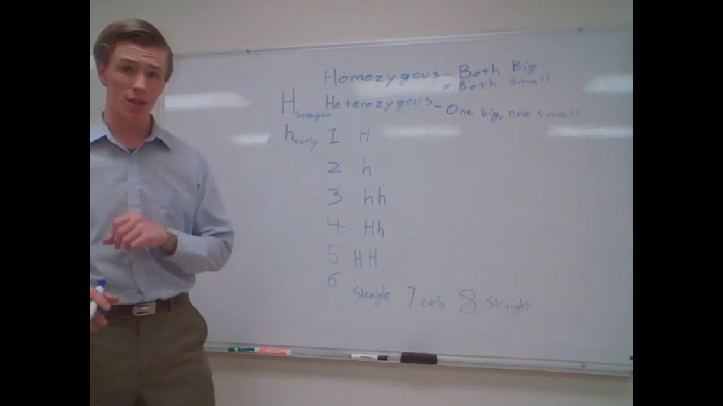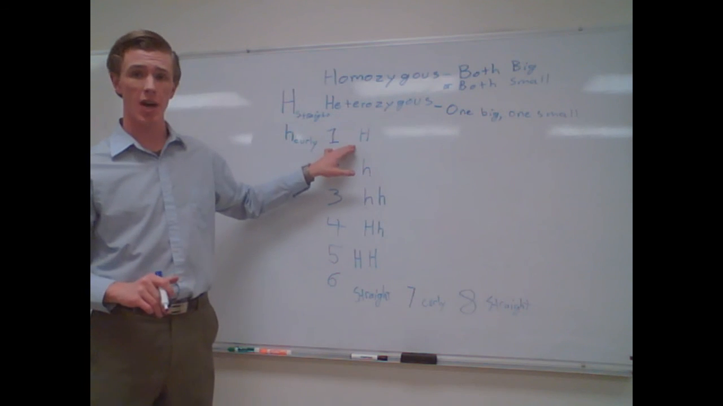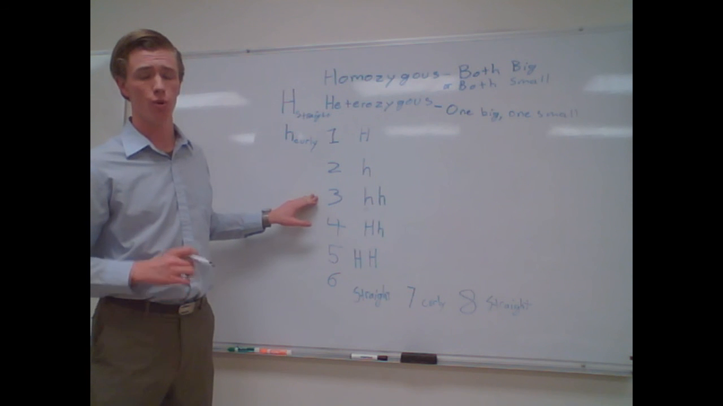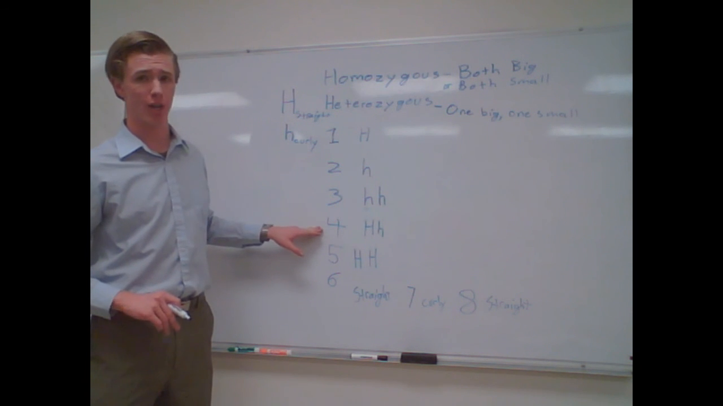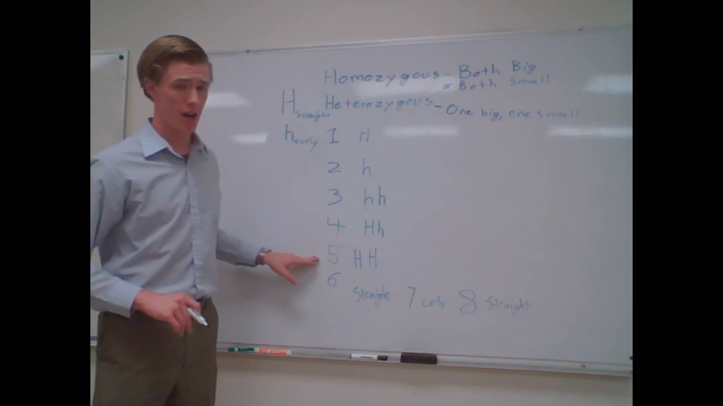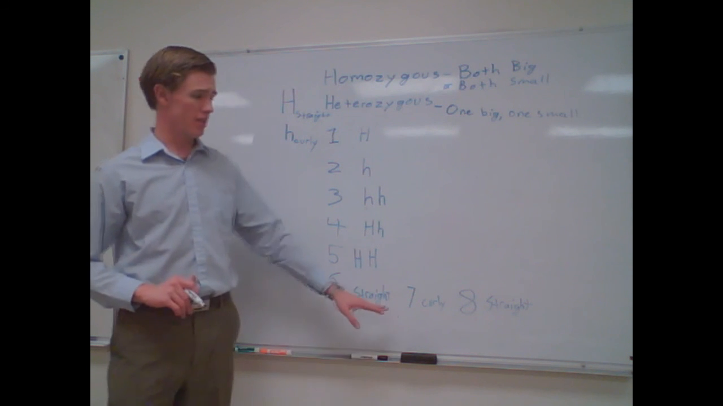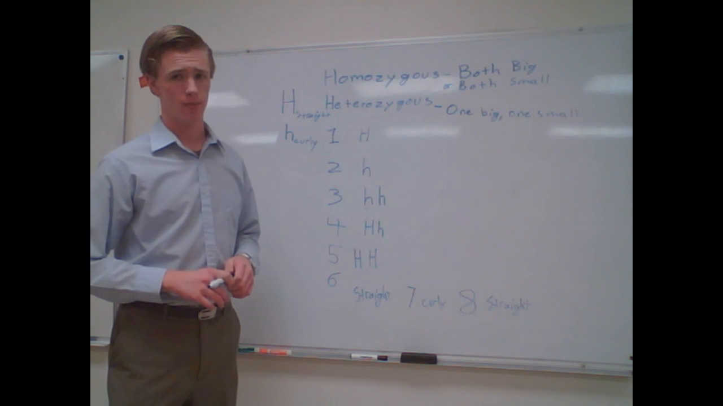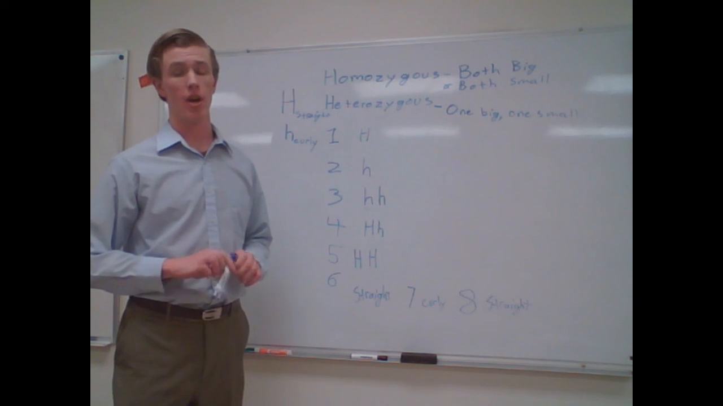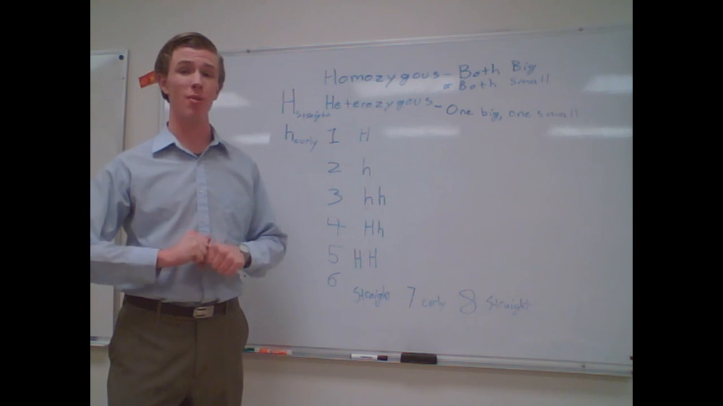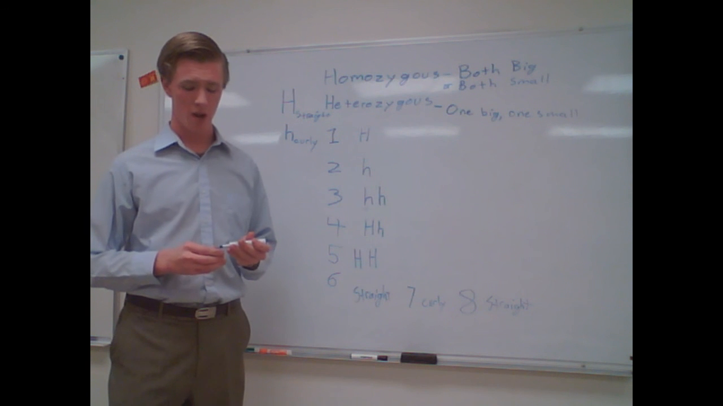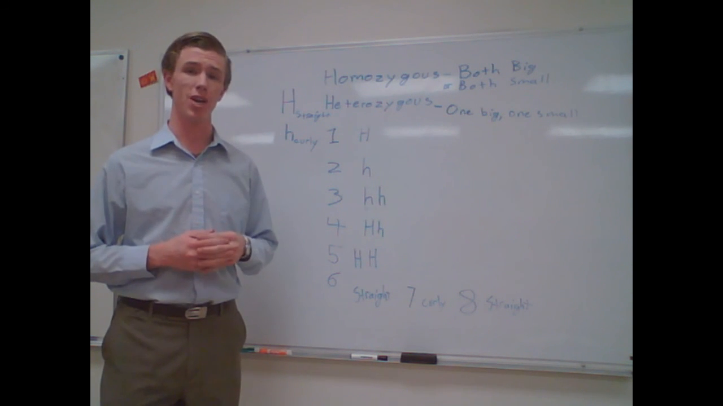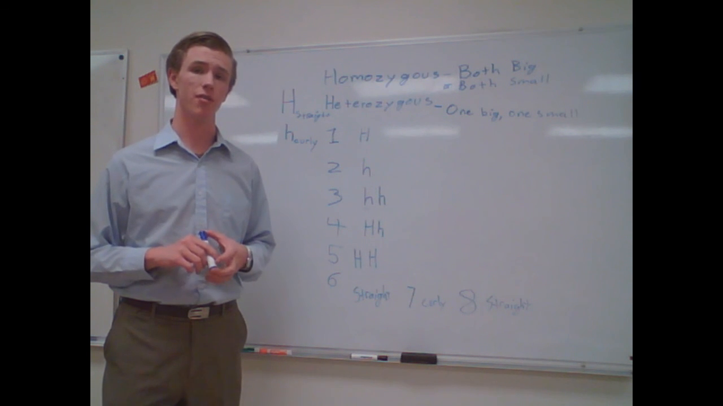And here we go with the answer key. Number 1 would be a capital H, number 2 a lowercase h, number 3 2 lowercase h's, number 4 a capital H and a lowercase h, number 5 2 capital H's, 6 would be straight, 7 is curly, and 8 is straight. Alright, now if you followed along with all of that, you're probably doing pretty well on Punnett Squares. I'm going to give you a couple more problems that are a little more complex, and we'll work together to figure those out.